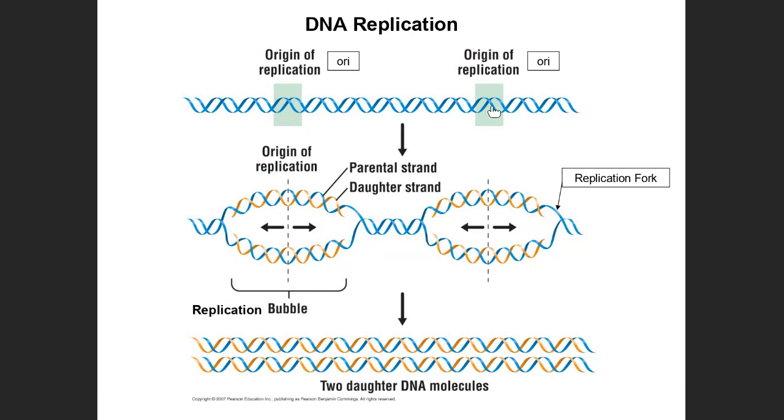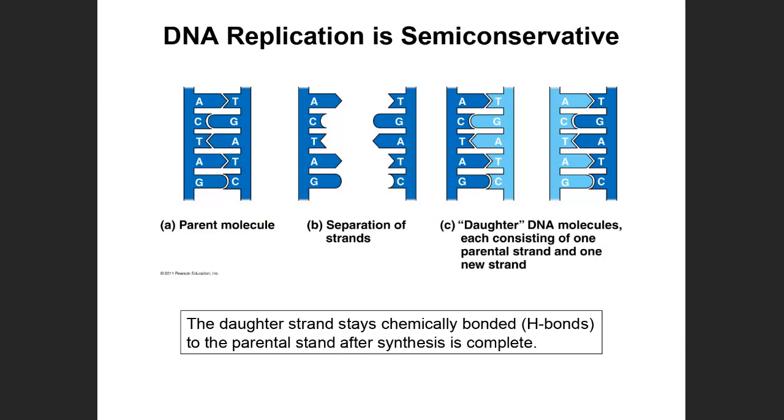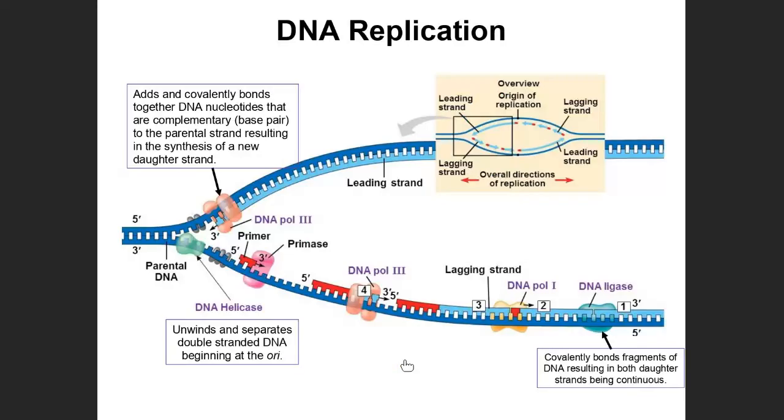Well, what I'm going to do now is add in the enzymes. The enzyme that is responsible for scanning the parent double-stranded DNA and locating this site called the ORI, or origin of replication, is called DNA helicase. DNA helicase is responsible for locating and binding to a site along the parent double-stranded DNA called the origin of replication.